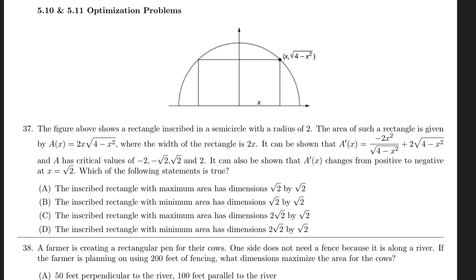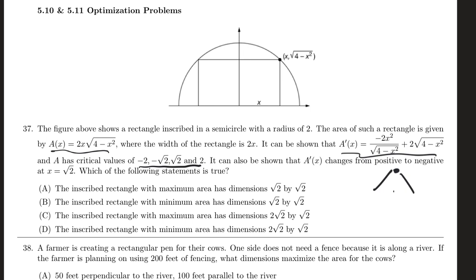All right, so they have this rectangle inside the semicircle. The area of the rectangle is this formula. You could take the derivative of that formula and figure out these critical points. Then they tell you the derivative goes from positive to negative, so increasing to decreasing at the square root of 2, which tells me the square root of 2 is a maximum. So really I know the square root of 2 is the answer for this problem.